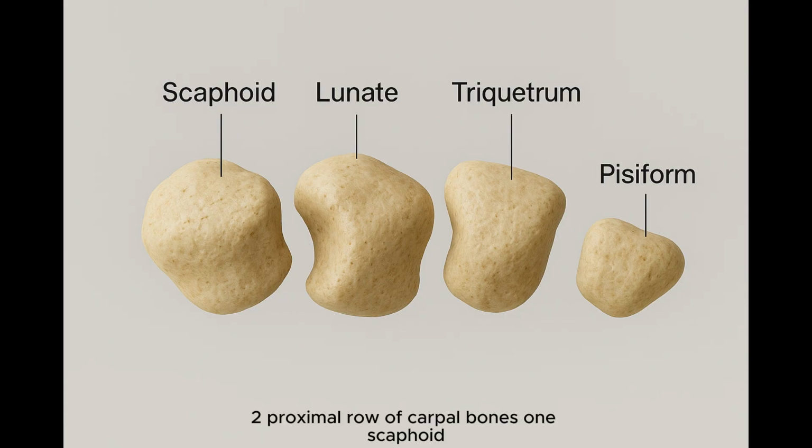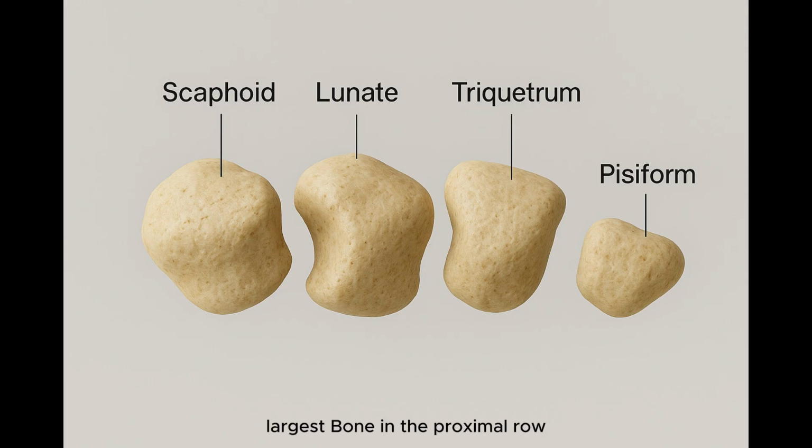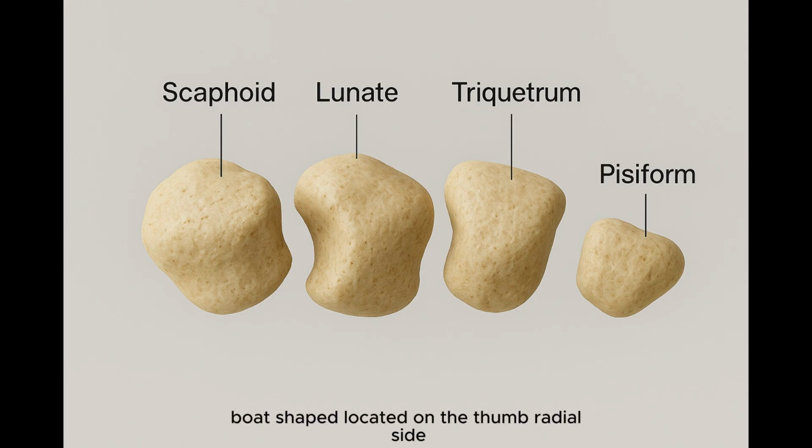Proximal row of carpal bones. 1. Scaphoid. Largest bone in the proximal row. Boat-shaped, located on the thumb, radial, side. Articulates with the radius and trapezium. Clinical note: most commonly fractured carpal bone.